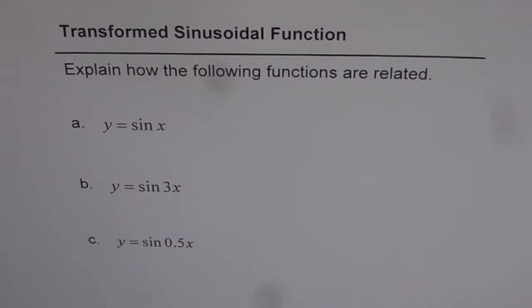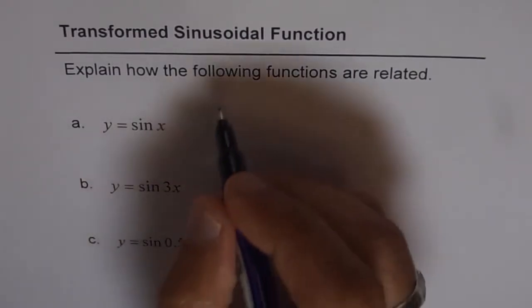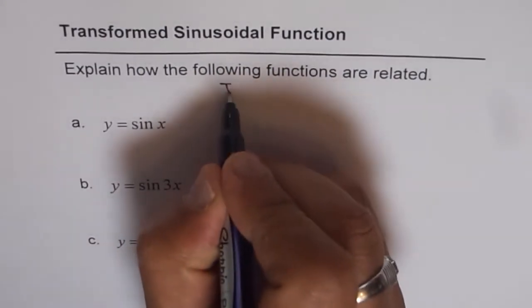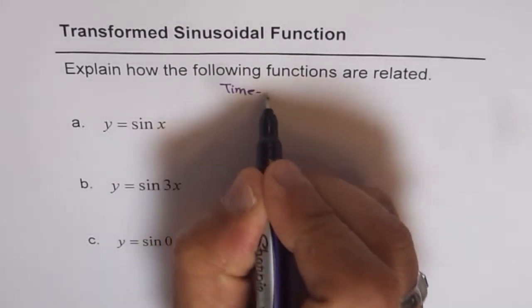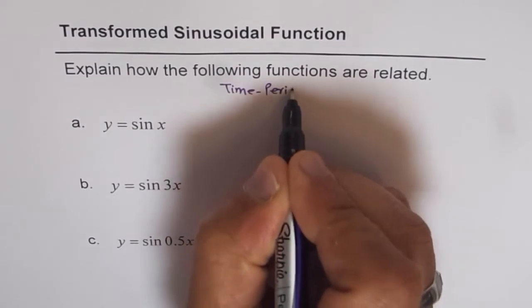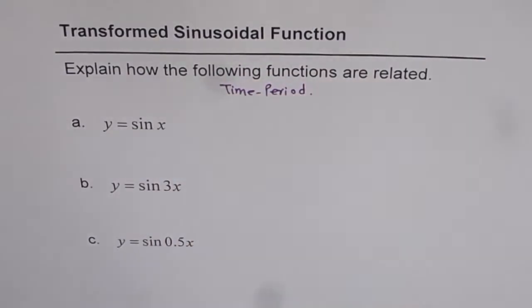Well, all three of them are sine functions. So they have the same amplitude, axis, and all the characteristics except for one, and that is their time period, correct? So time period is what makes them different. Now let's look into the time period of each.